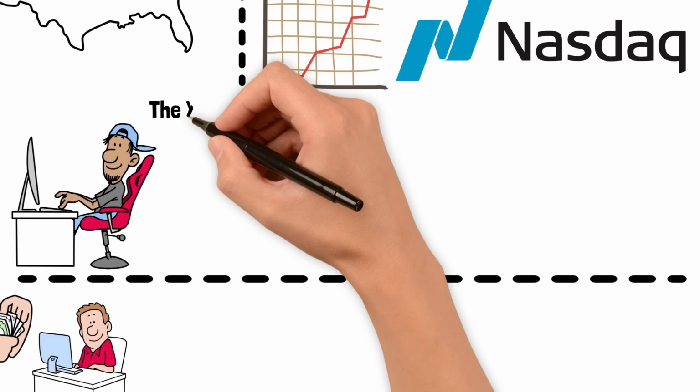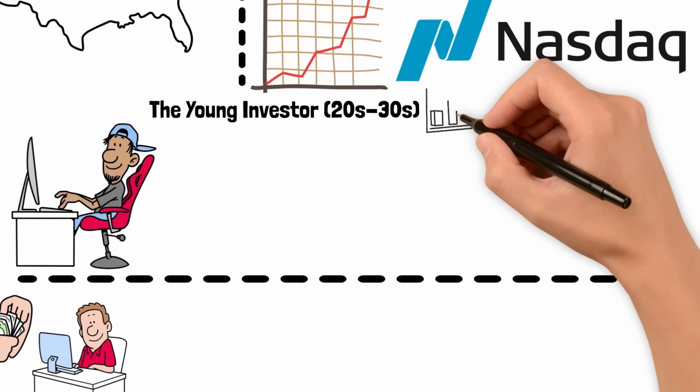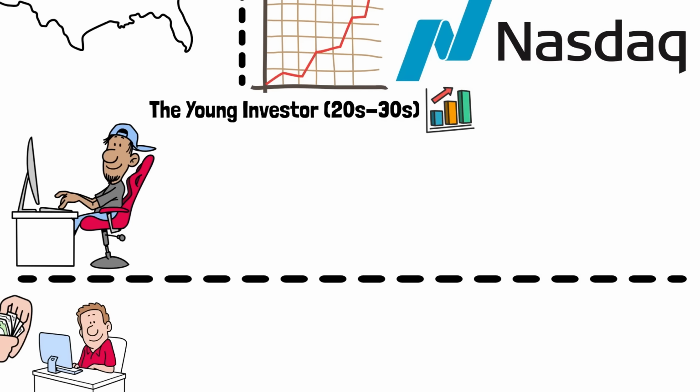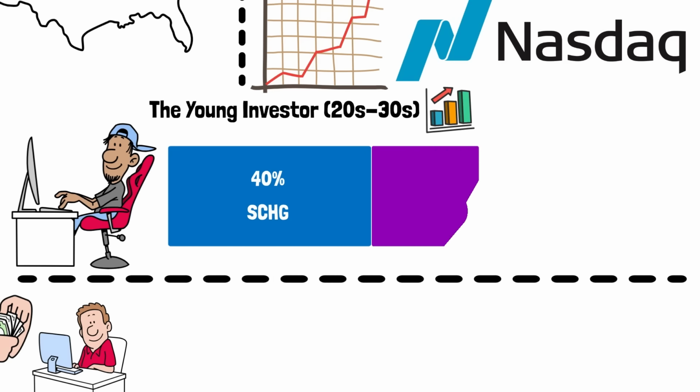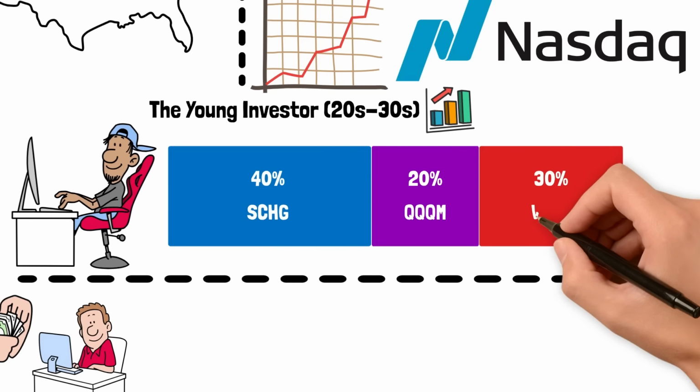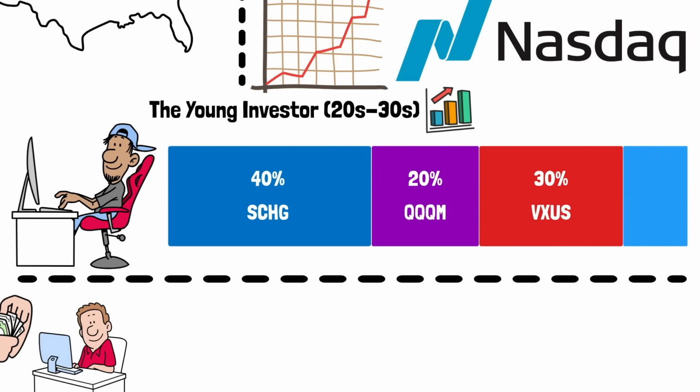The young investor, 20s to 30s. The goal here is maximizing growth. The portfolio is aggressive. 40% SCHG as foundation of US growth, 20% QQQM as aggressive tech and innovation tilt, 30% VXUS for international diversification, 10% SCHD as a small anchor for dividend income.